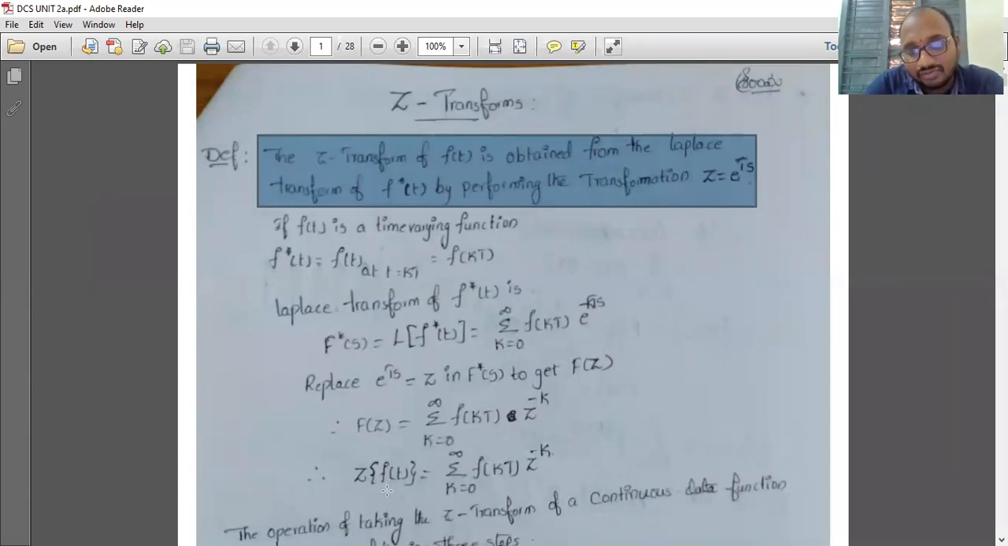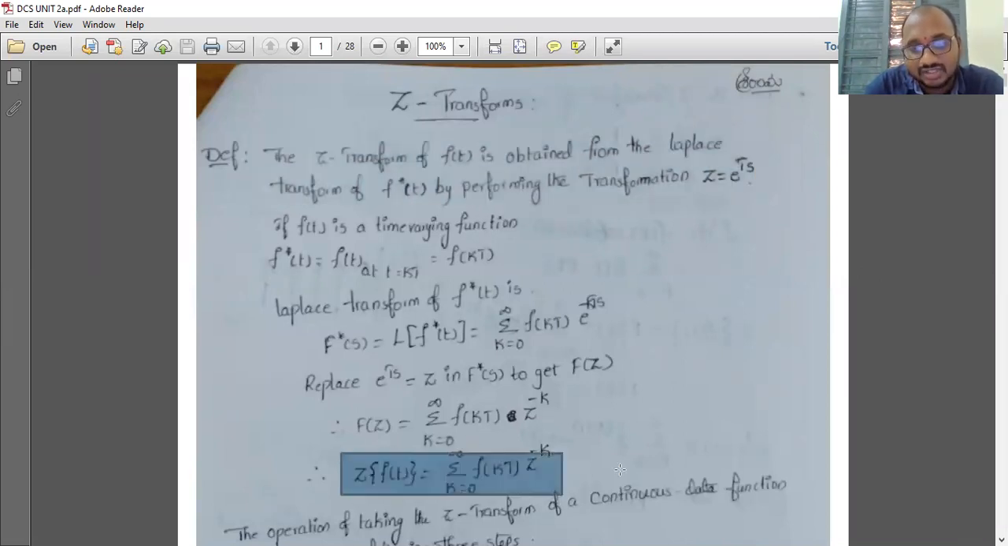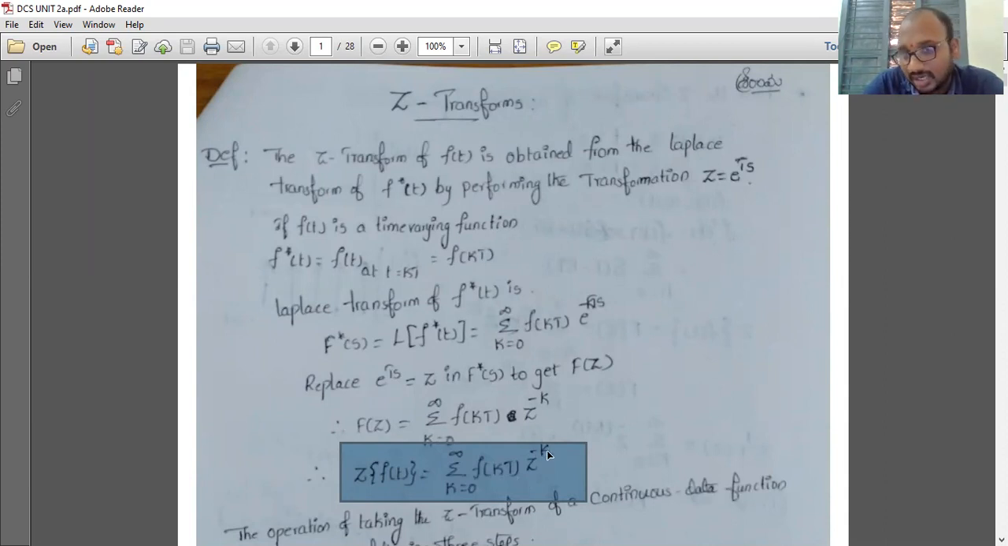The z transform of f of t is equal to sigma k is equal to 0 to infinity f of kt into z power minus k. This is the basic formula of the z transform. The z transform of any continuous time varying signal f of t is equal to sigma k is equal to 0 to infinity f of kt into z power minus k.